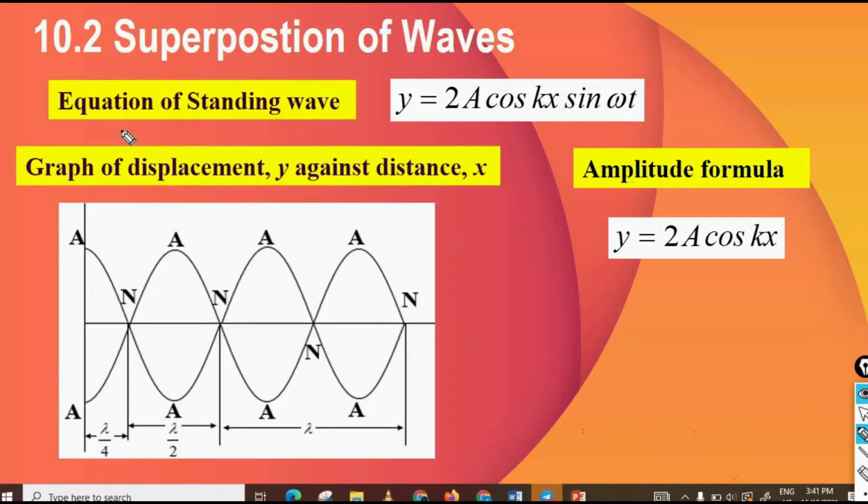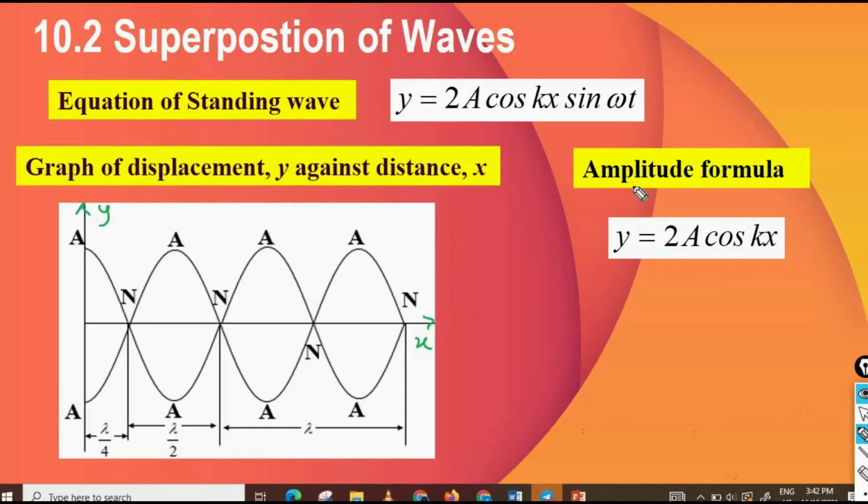10.2, superposition of waves. Under this subtopic, you have to know the equation of standing wave, y equals 2a cos kx sine omega t. Next, the shape of standing wave, meaning the graph of displacement y against distance x. Here is y, displacement, against distance x. From this shape of standing wave, here is maximum displacement, meaning antinode. Zero displacement means node. Antinode, node, antinode, node, antinode, and node. From this graph, we know the distance between antinode and node is lambda over 4, the distance between two consecutive nodes is lambda over 2, and double the distance of two consecutive nodes is lambda.